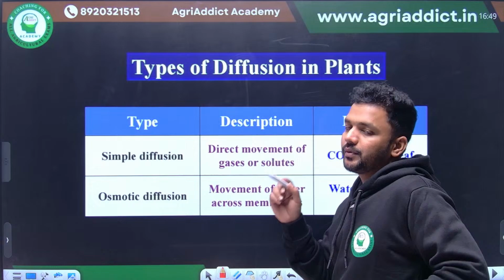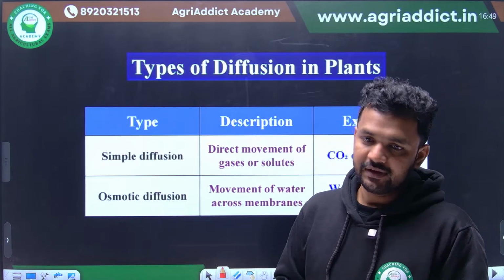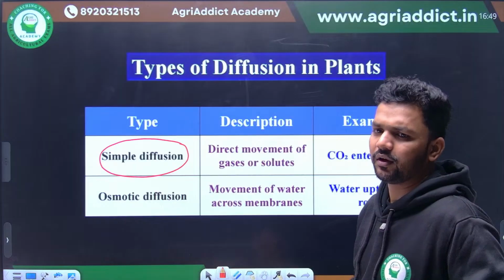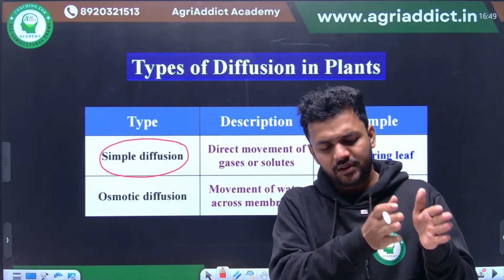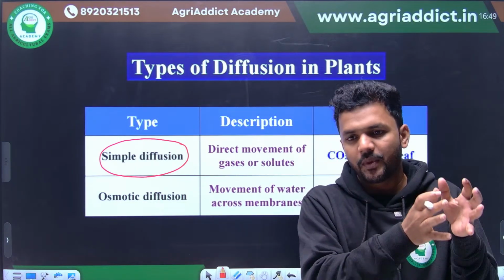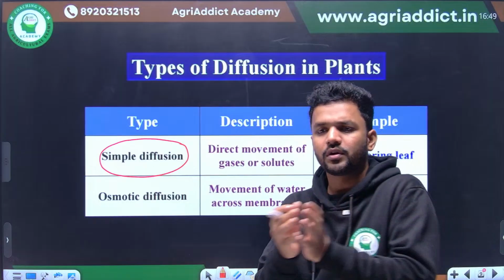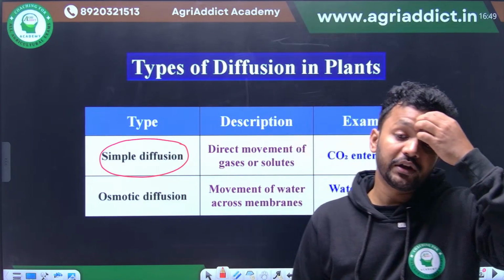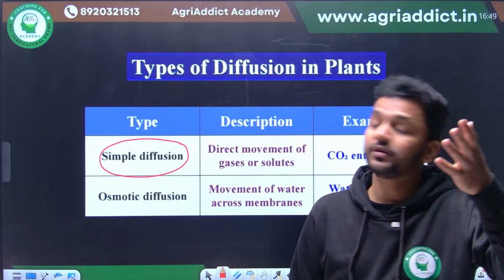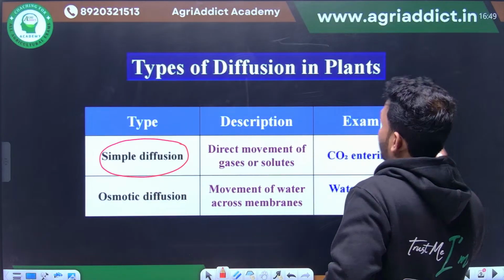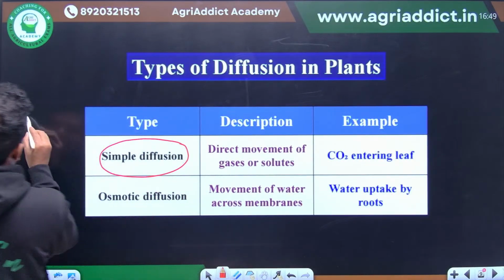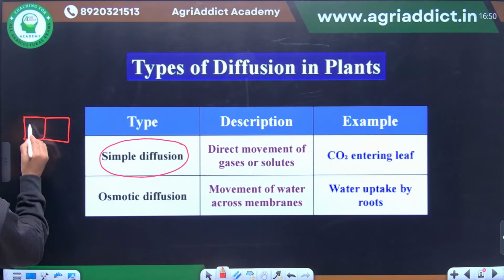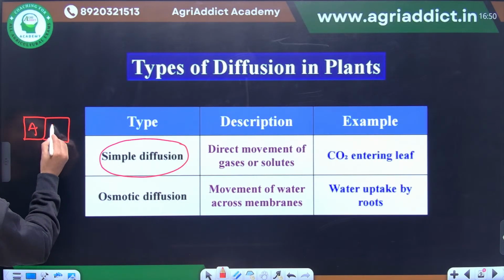And there are two types of diffusion in plants, basically. That is simple diffusion. Simple diffusion means only the movement of particles from higher concentration to lower concentration. That is simple diffusion. And another one is osmotic diffusion. Osmotic diffusion means, here see, here is one system and here is another system. This is A and this is B.